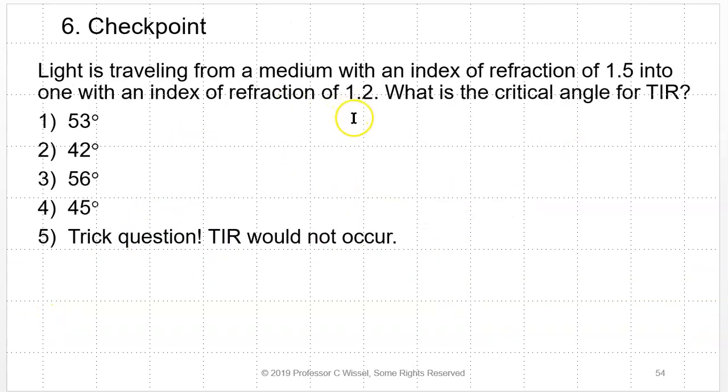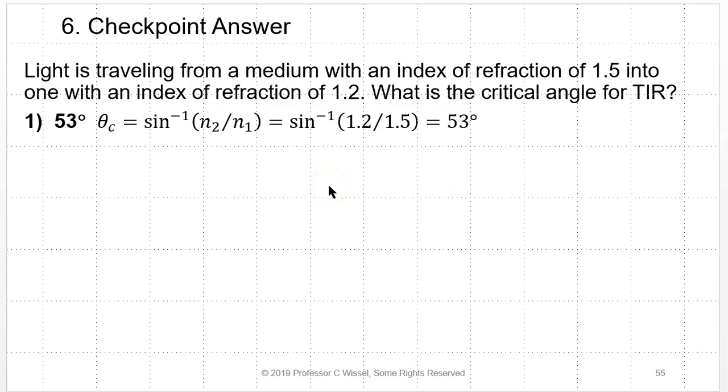Light is traveling from a medium with an index of refraction of 1.5 to one with an index of refraction of 1.2. What is the critical angle for TIR? First thing you do is check. Is it going from the higher index of refraction to the lower one? Check. It is.